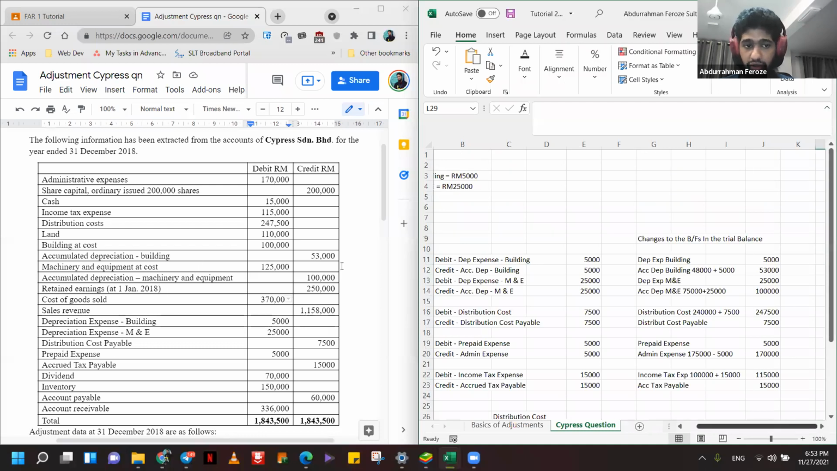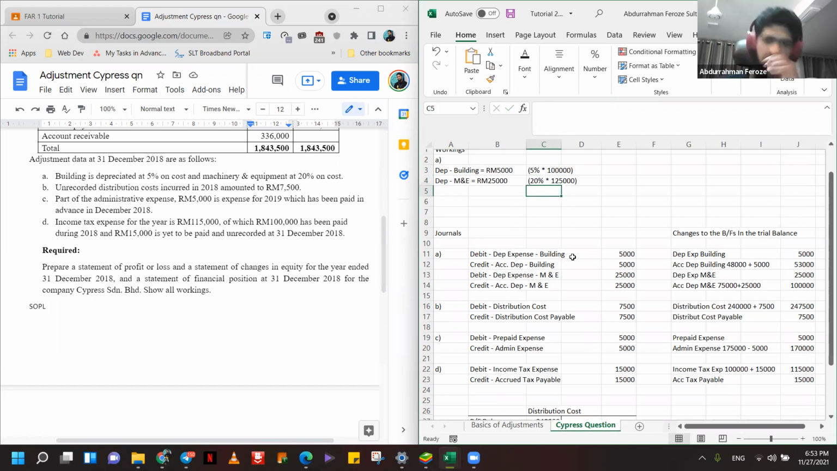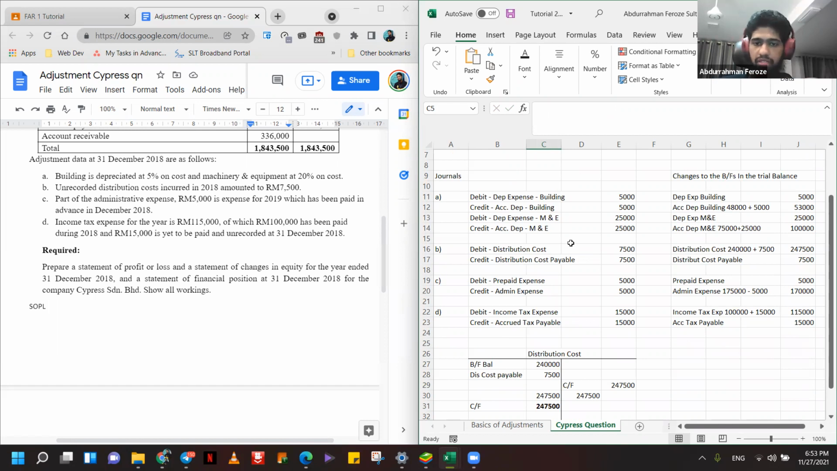Okay. So now that we have done the workings, they ask you to show all your workings. So this is the main working that you need to show in terms of the calculation, right? Here it's better that you write something like this, like 5% into 100,000, and then here 20% into 125,000. Okay, so until now I think it's all clear.